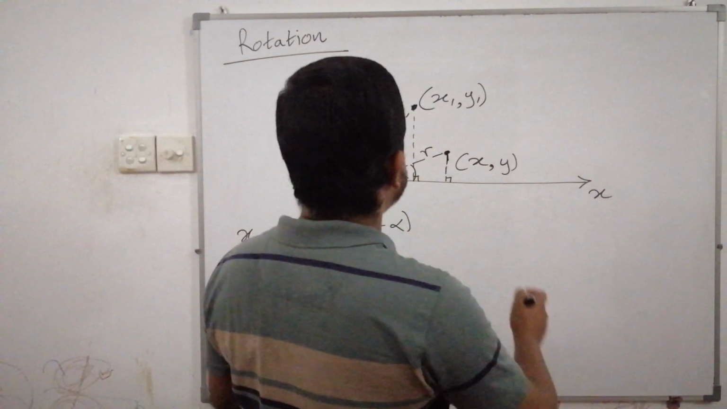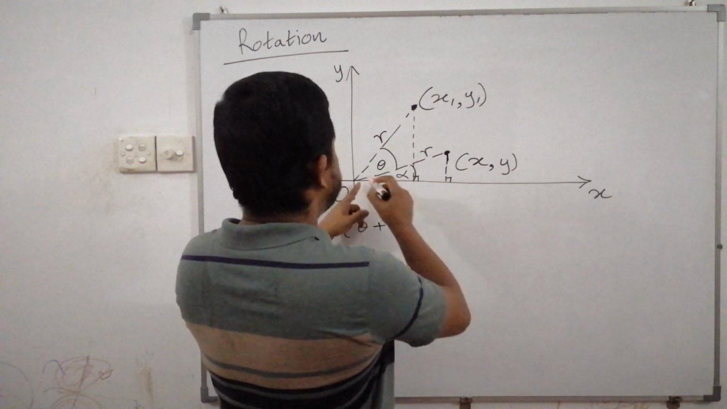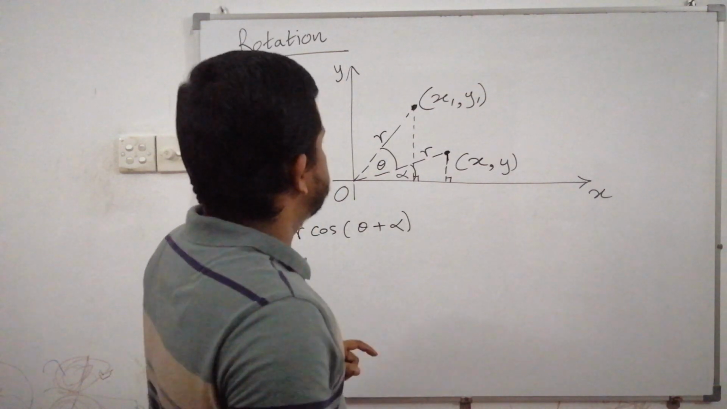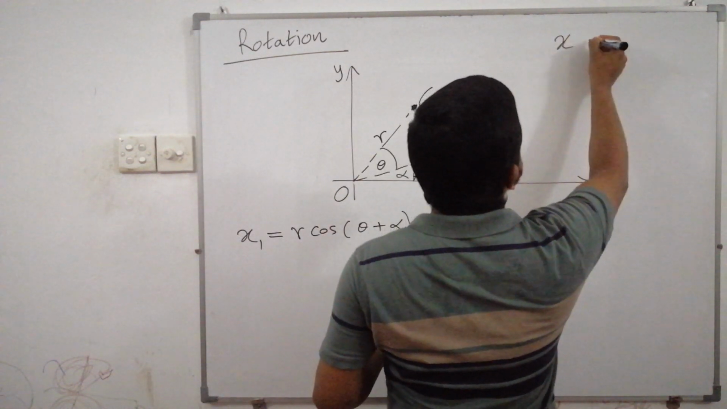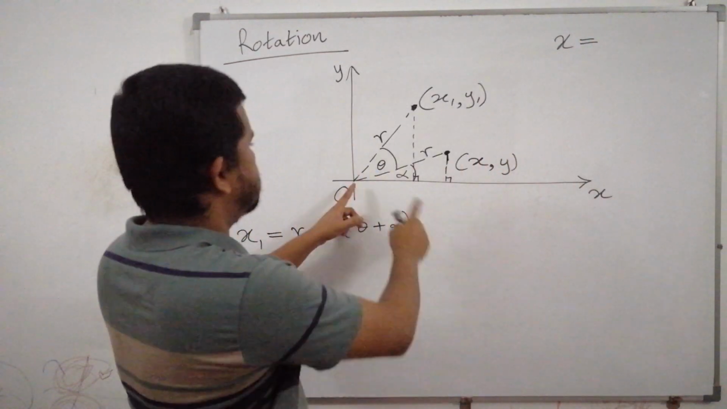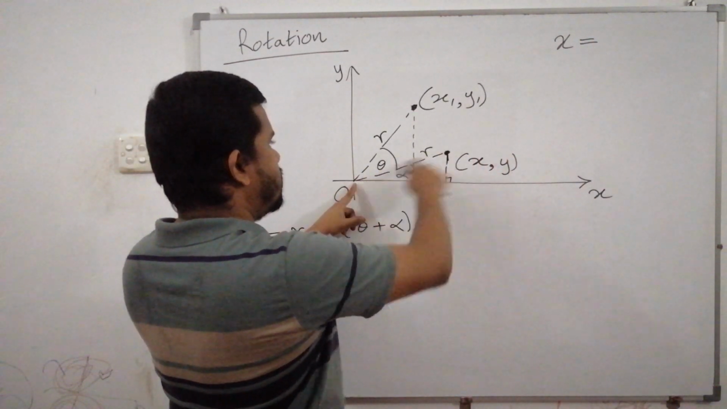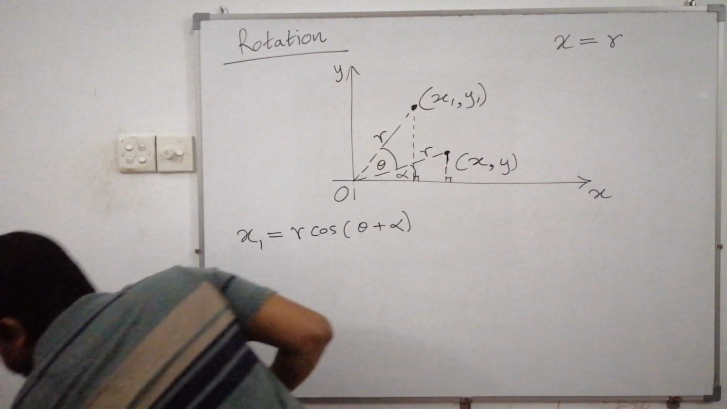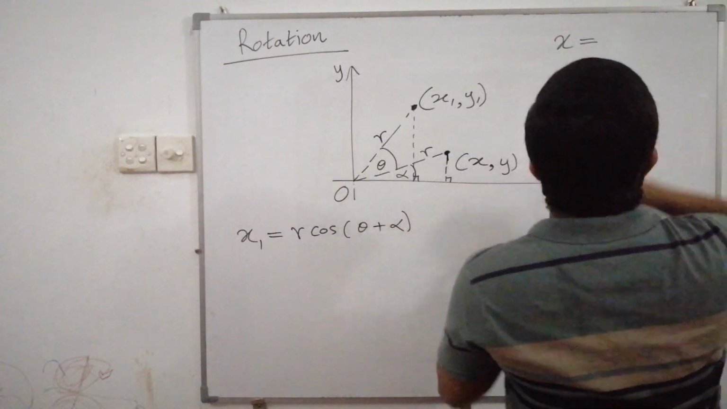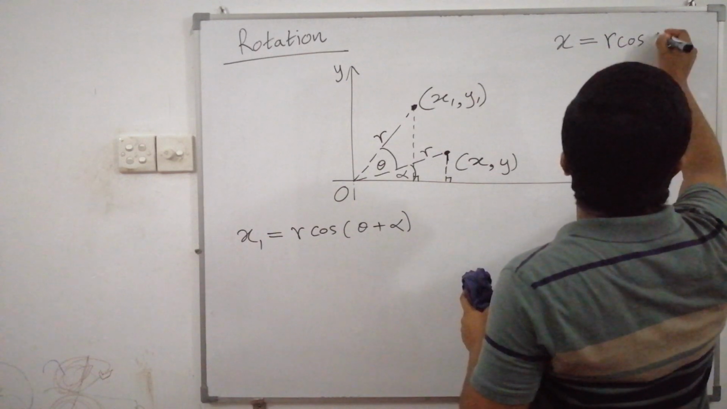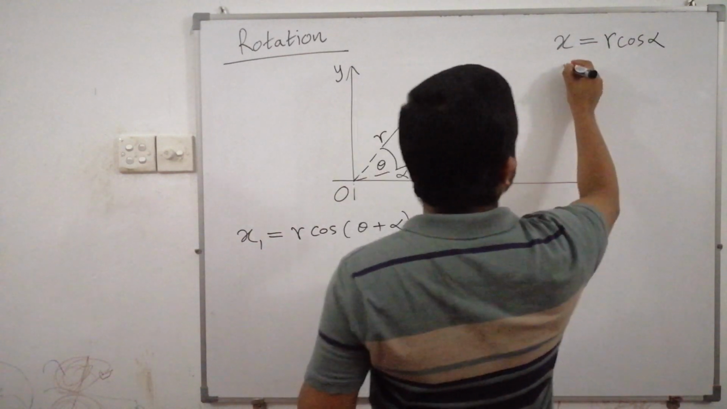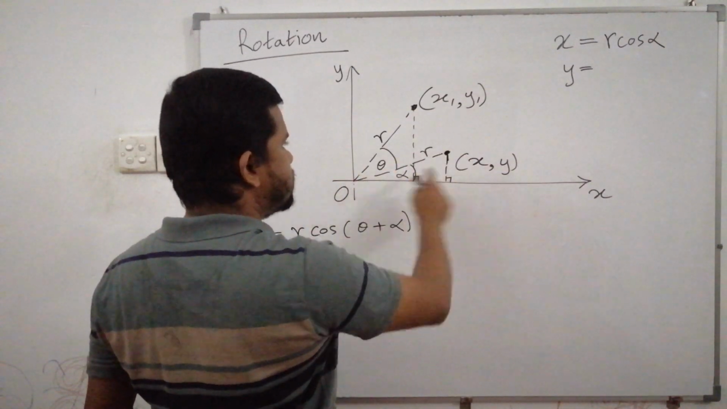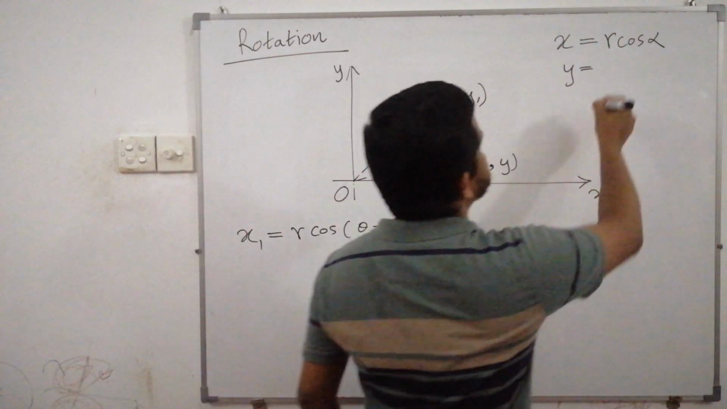Again, let's consider this particular triangle. Here x means, if you consider this triangle, x means r cos alpha. And y means, if you consider this triangle, y means r sin alpha.